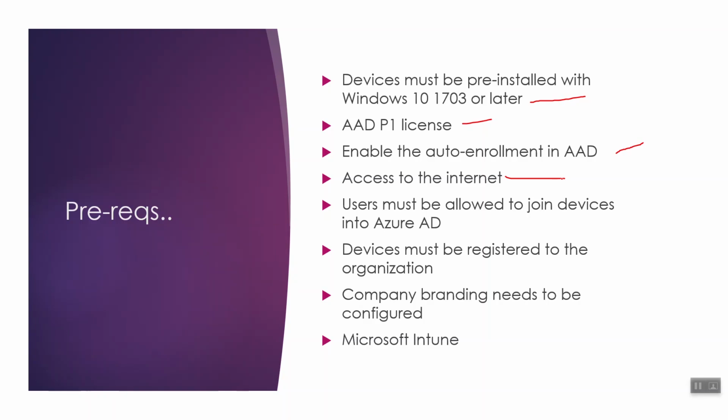From the portal end, well, license should be assigned, auto enrollment should be enabled, and the user should be allowed to join devices to the Azure AD. The devices must be registered to the organization. How that is done, I'm going to show it to you during the demo, how exactly we import the device to the organization's tenant. Company branding needs to be configured.